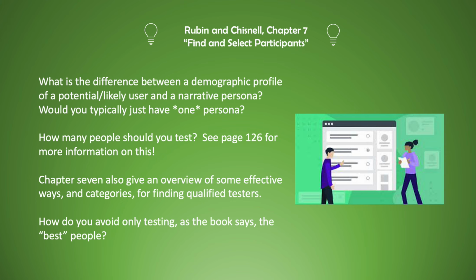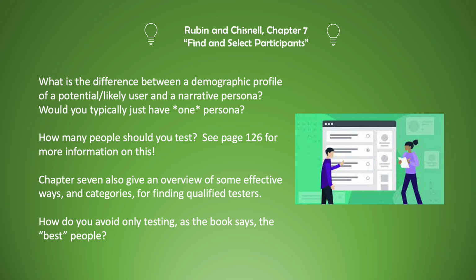Would you typically have just one persona? Also, how many people should you test? See page 126 for more information on this. I'm giving you the page number explicitly so you don't have any missteps here. Chapter 7 also gives an overview of some effective ways and categories for finding qualified testers.